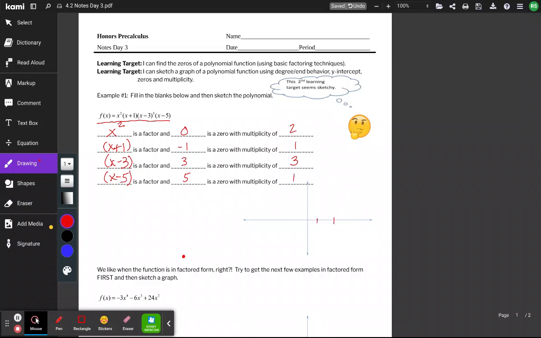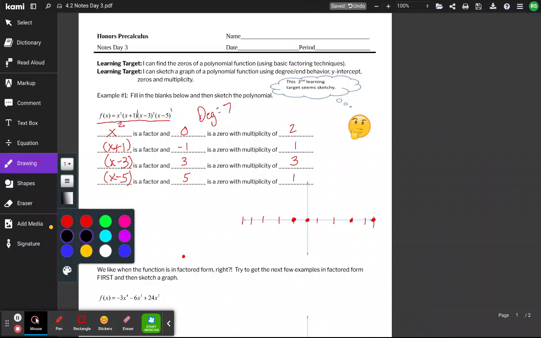So I'm going to go ahead and create a quick sketch. Our y-intercept we know is going to be 0 because we have a point at x equals 0. I have a point at negative 1. I have a point at positive 3, and then I have another intercept at positive 5. Now, when we talk about the degree of this function, 2 plus 1 plus 3 is 6, plus another one is 7. My degree is 7.